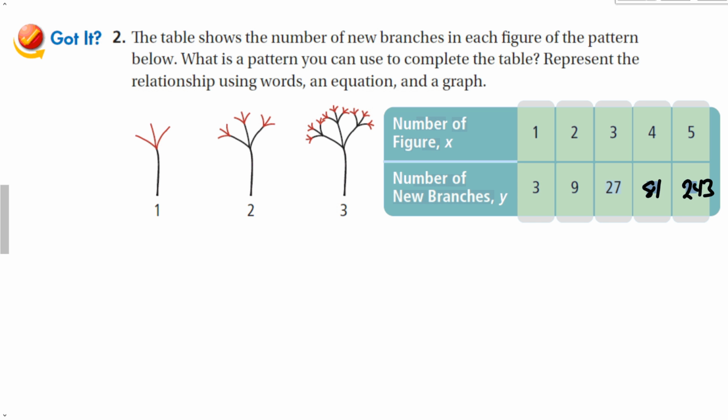Well, what I realize is that this one is 3 to the first. Right? I'm taking one branch and I'm multiplying it, and I'm making 3 times to it. This one is 3 squared, which would be 1, 2, 3, 4, 5, 6, 7, 8, 9. This one would be 3 to the third. So the pattern here is going to be y is equal to 3 to the x power. So that would be 3 to the fourth is 81, 3 to the fifth is 243.